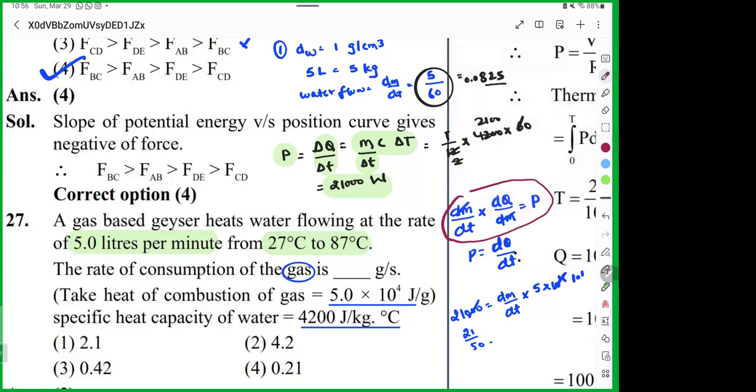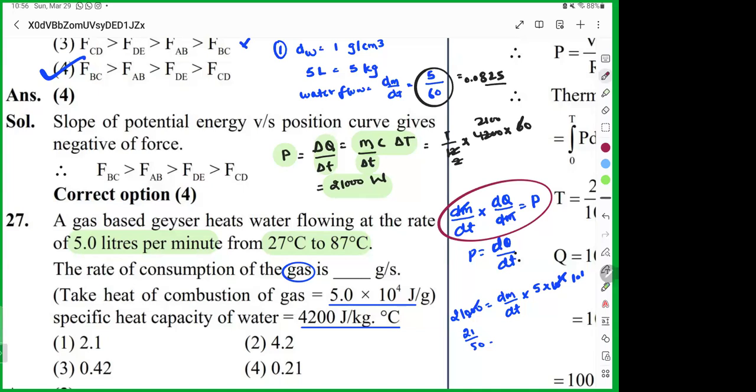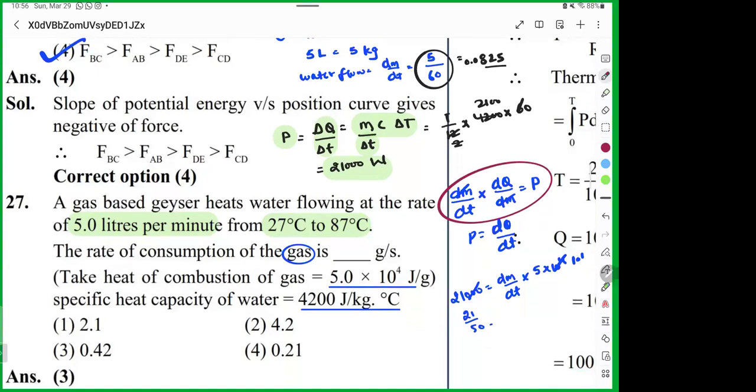This power is understood. So can you explain it again? Sure. I will do one thing.